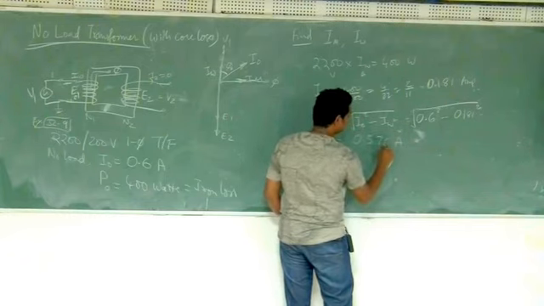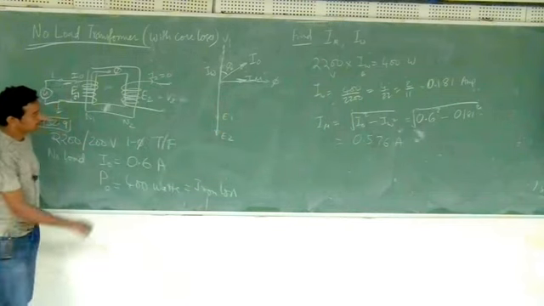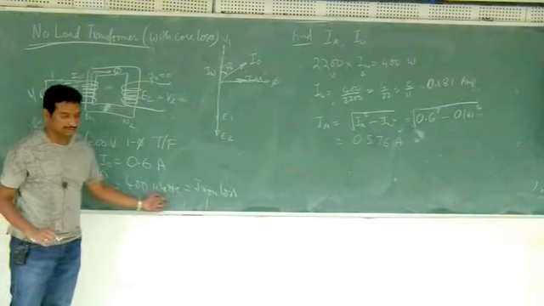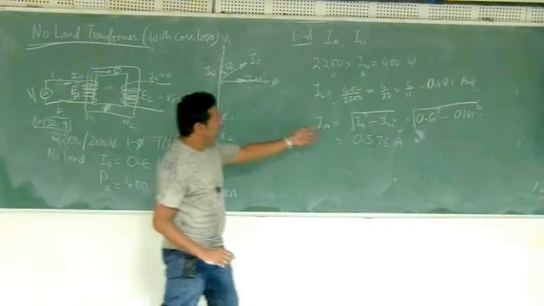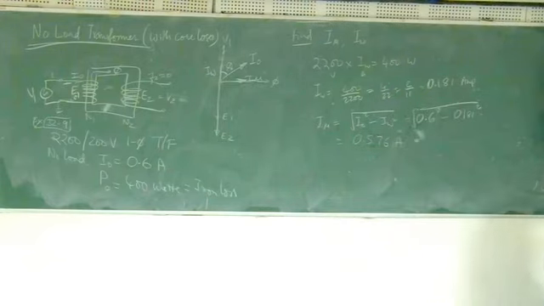Yeah, 0.576. I think this is the correct answer. So just a calculation. Okay, so this one is the iron loss, and also note that this I naught is a very small quantity.